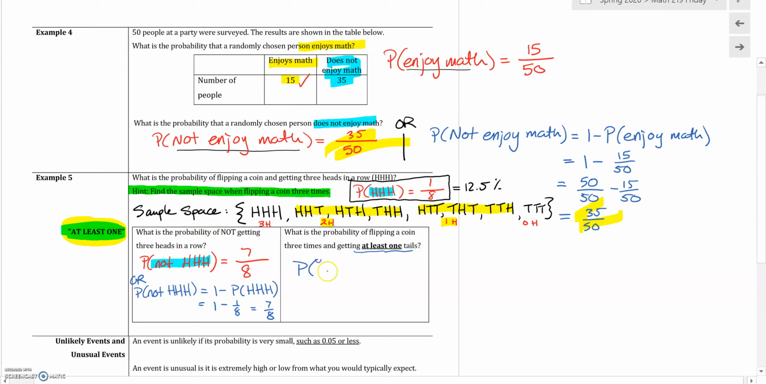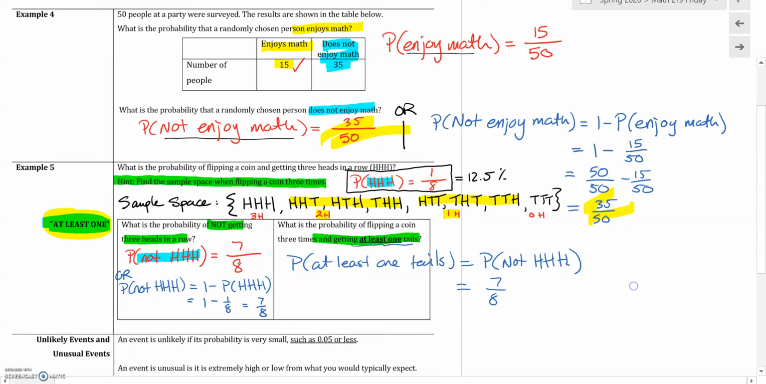But the probability of getting at least 1 tails is the same as the probability of not getting heads, heads, heads. Not all heads. You got to have at least 1 tails in there. So it's tricky because it's the same answer. It's 7/8, right? There's 1, 2, 3, 4, 5, 6, 7 ways to get at least 1 tails out of 8 options. But again, what they're doing is they're basically asking you the same question using totally different verbal descriptions of it. So we got to be careful with that.